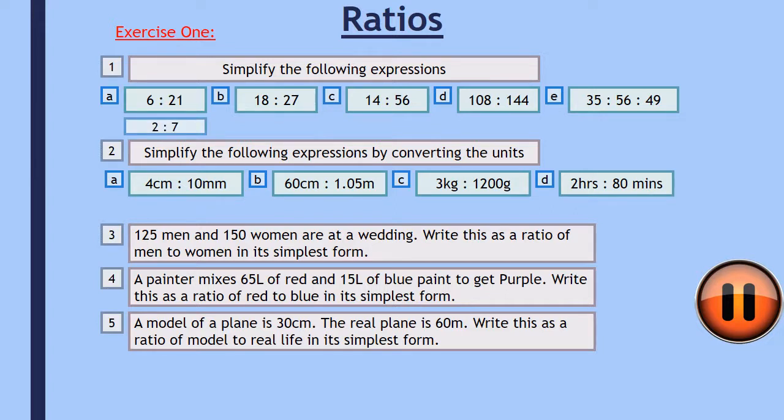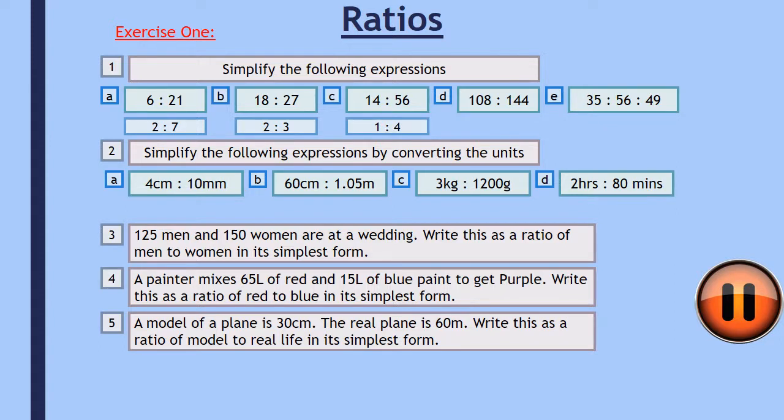Now let's look at B, 18 to 27. What's their highest common factor? That's right, it's 9. 18 divided by 9 is 2, and 27 divided by 9 is 3. C, 14 to 56. So the answer there is 1 to 4.